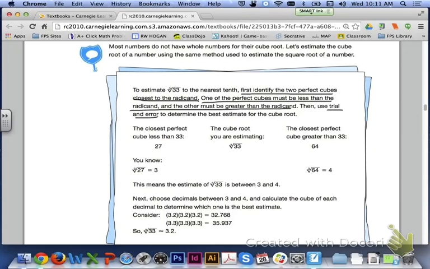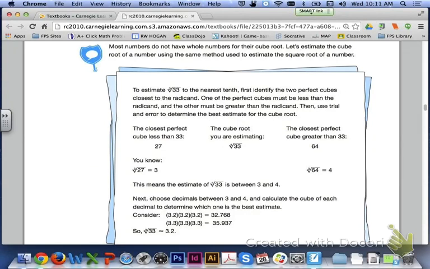Let's take a look at the top of page 481. Most numbers do not have whole numbers for their cube root. Let's estimate the cube root of a number using the same method used to estimate the square root of a number. Let's take a look at our example: estimate the cube root of 33 to the nearest tenth. First, identify two perfect cubes closest to the radicand. One of the perfect cubes must be less than the radicand, and the other must be greater than the radicand. Then use trial and error to determine the best estimate for the cube root.